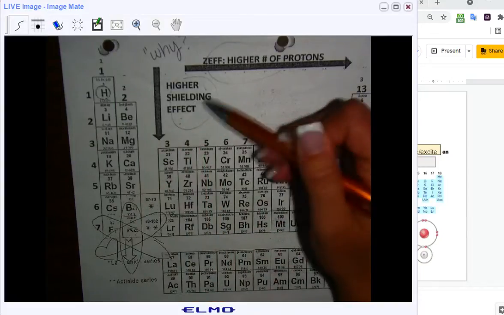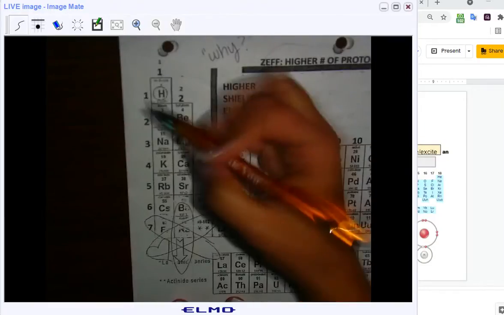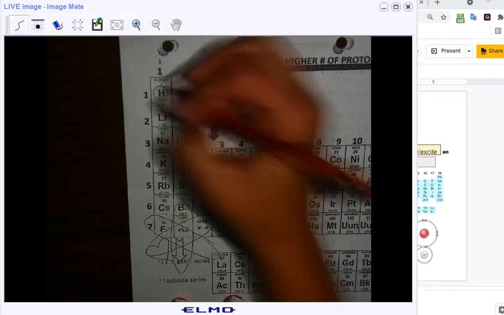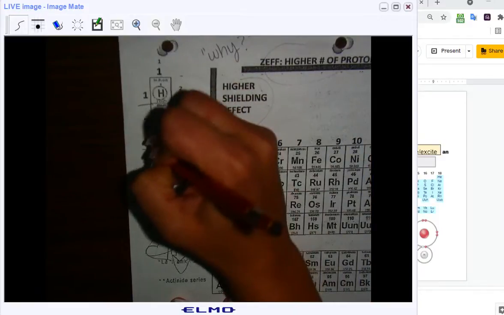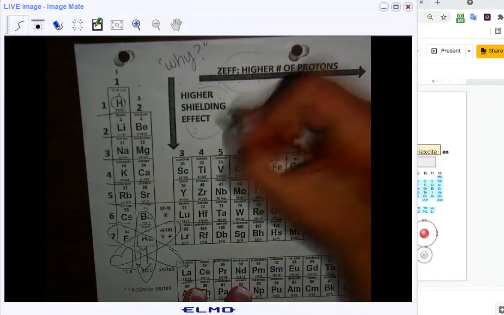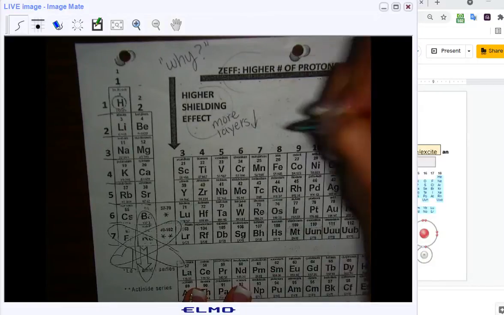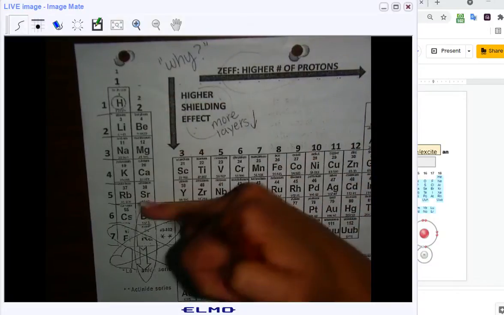So higher shielding effect, what does shielding mean to you? Blocking, right? So just like, I know it's not cold outside, it's like raining outside, but if it was cold outside, if I had one layer versus 15 layers, the 15 layers block it more than the one layer, right? The cold. Okay, so just like that, as you move down your periodic table, we add another energy level, and then another energy level, and then another. Those are layers. So higher shielding effect means more layers. So as we move down the periodic table, you add more layers.